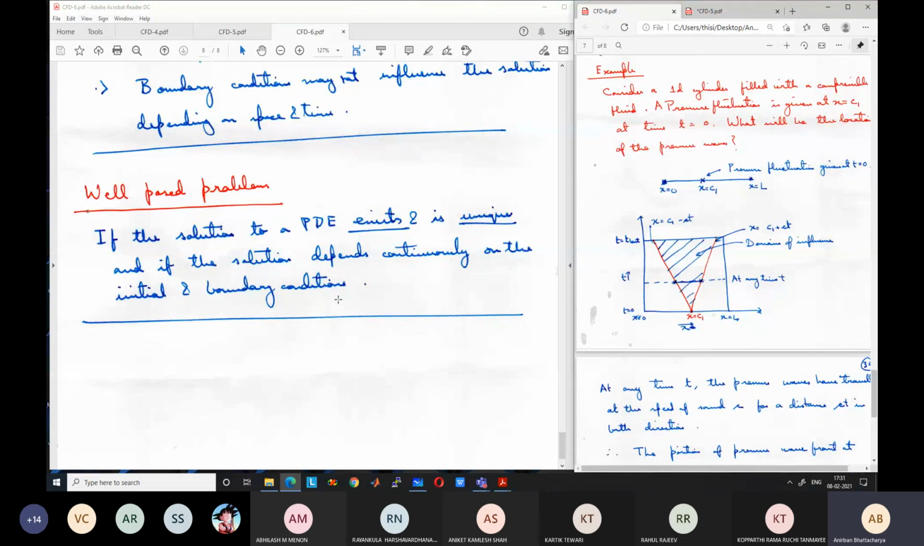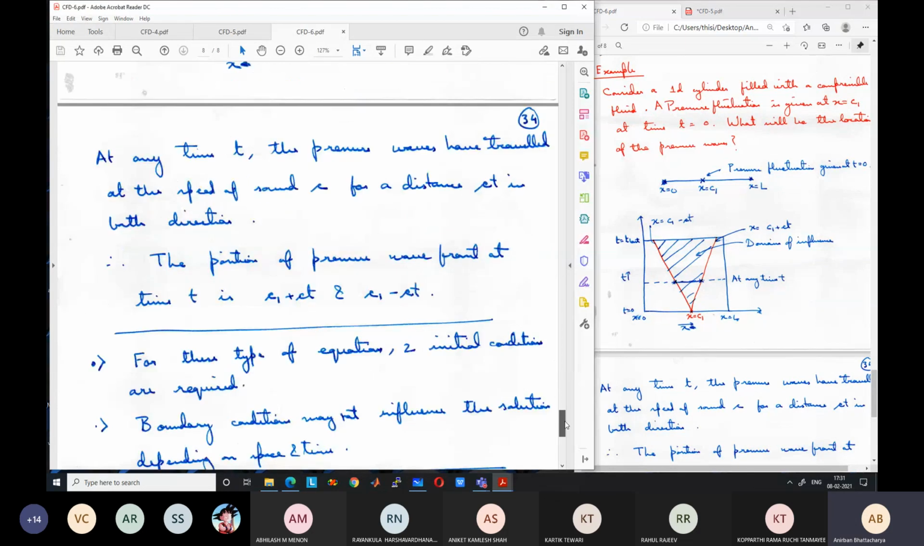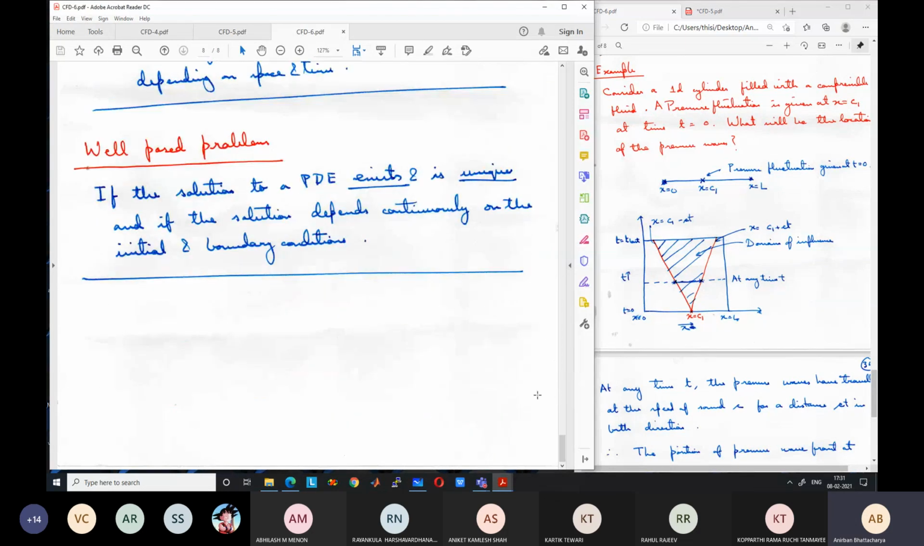With this we stop this part of the course, and in the next class we will go into discretization. We will start with the finite difference method, then go to the finite volume method, and the rest of the course will be on the finite volume method after finishing the finite difference method.